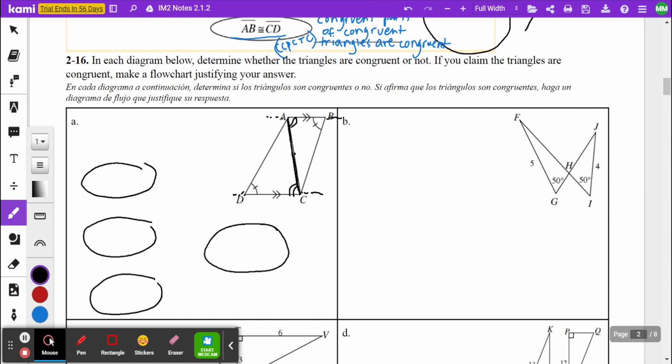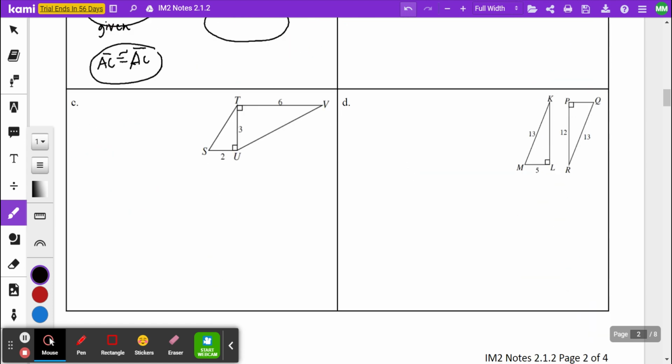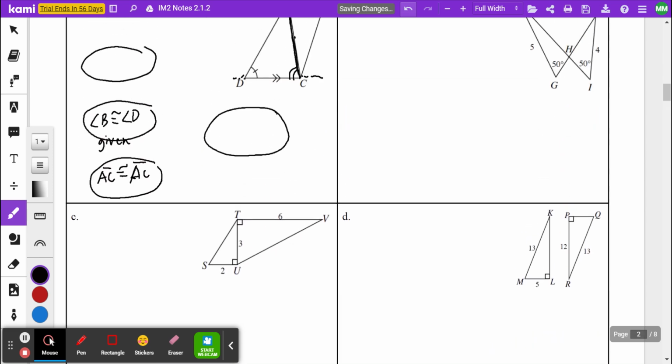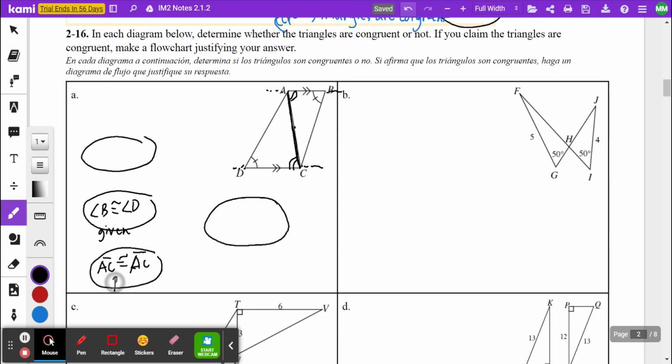The given angle is that angle B is congruent to angle D. I want to put that down below once because I know I need to add something here. Okay. Angle B is congruent to angle D, and that's given. And AC, which is a side in each triangle, is congruent to itself. AC. And the word we use for that is reflexive. So something is congruent to itself reflexively.